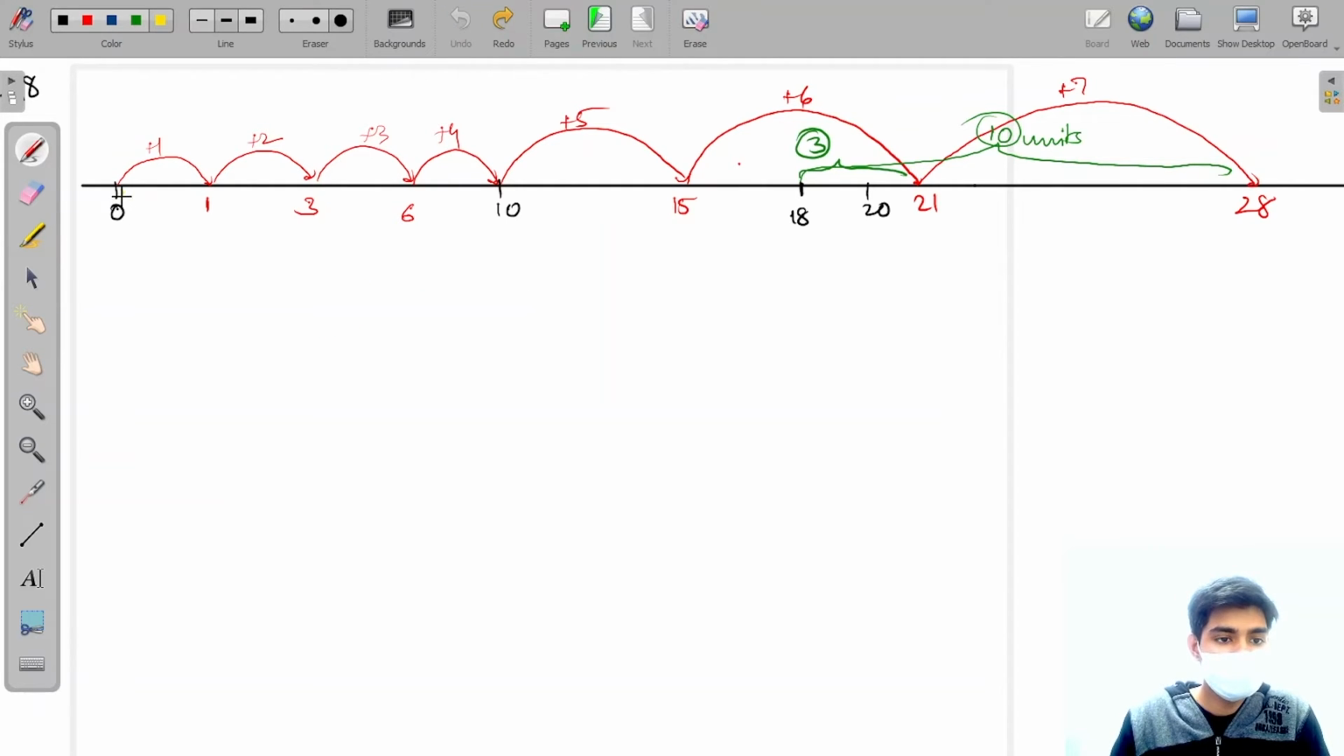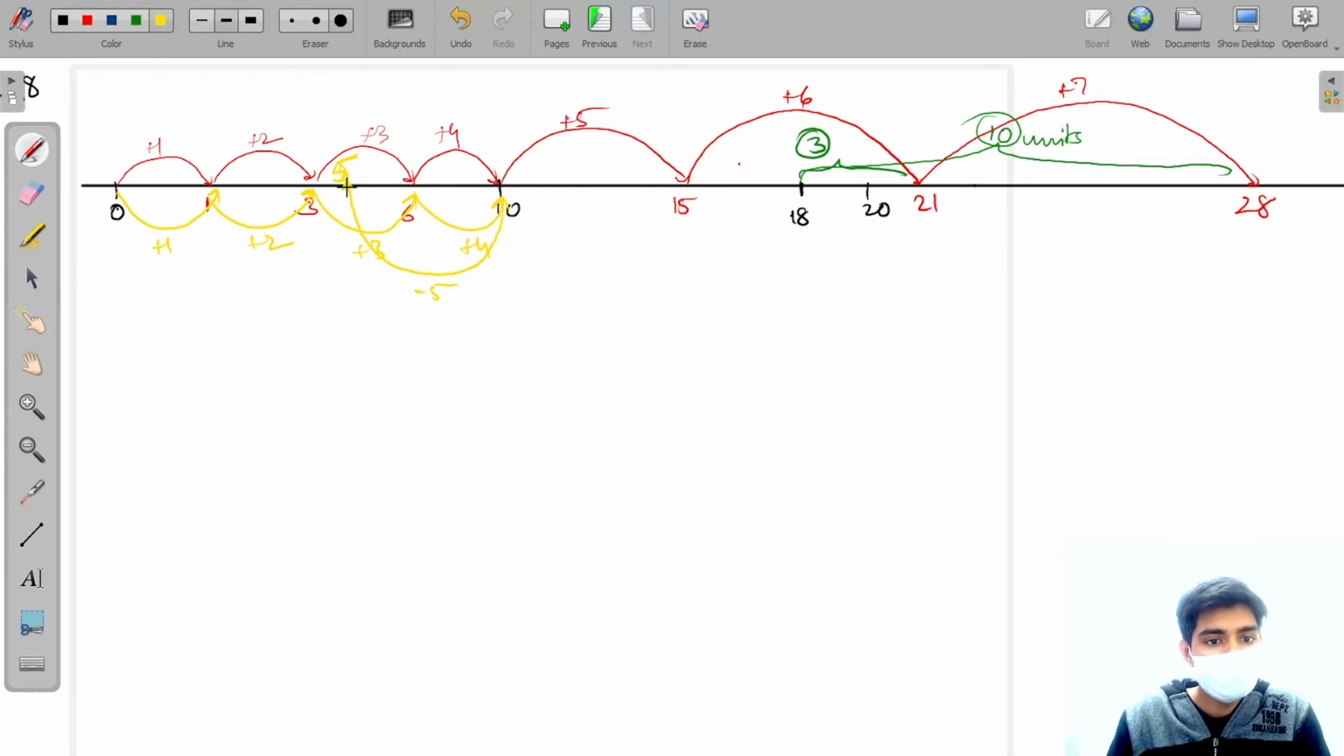Right, so I'll take a jump of plus 1. Same as this. Plus 2, right, at 3. Plus 3 at 6. Plus 4 at 10. Right, now instead of taking a jump of plus 5 in the forward direction, I'm going to take a jump of minus 5, right? So this will get me to here at 5, right? This will get me back to 5 of minus 5.